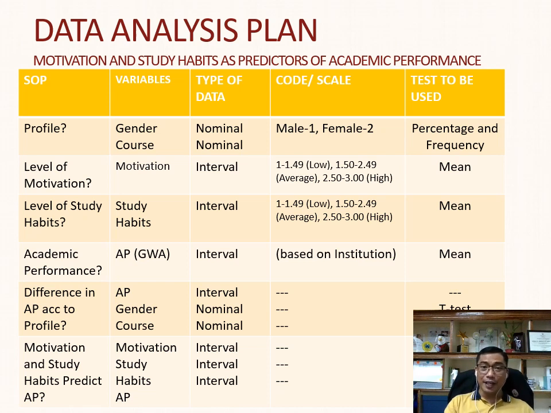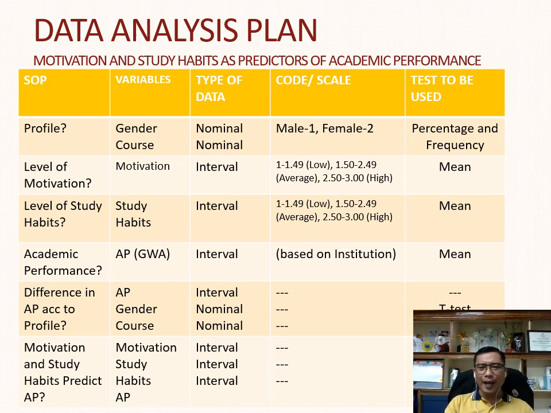The first variable, general variable, is about profile. Second is about level of motivation. Third is about level of study habits. Fourth is about academic performance. And say, for example, you would have a question on trying to know whether there would be a difference in academic performance when you group them according to profile. You also have a question about whether motivation and study habits, your second and third variables, would influence or predict academic performance. That's your final SOP. These are all your SOPs for your quantitative research.